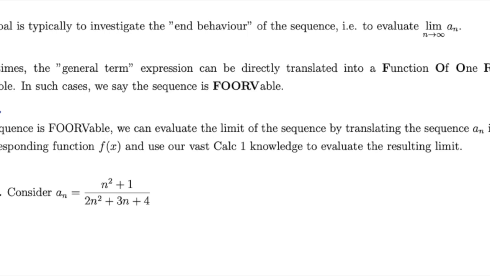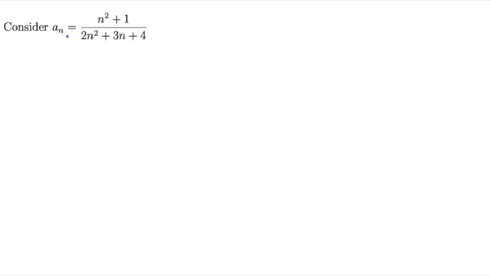And if a sequence is fourvable, then we can evaluate the limit by translating our sequence a sub n into a corresponding function f of x, and then just using what we know from Calc 1 to evaluate the resulting limit. Here's an example. We've got the sequence a sub n equals n squared plus 1 over 2n squared plus 3n plus 4. This sequence can easily be translated into a corresponding function of one variable, namely f of x equals x squared plus 1 over 2x squared plus 3x plus 4.